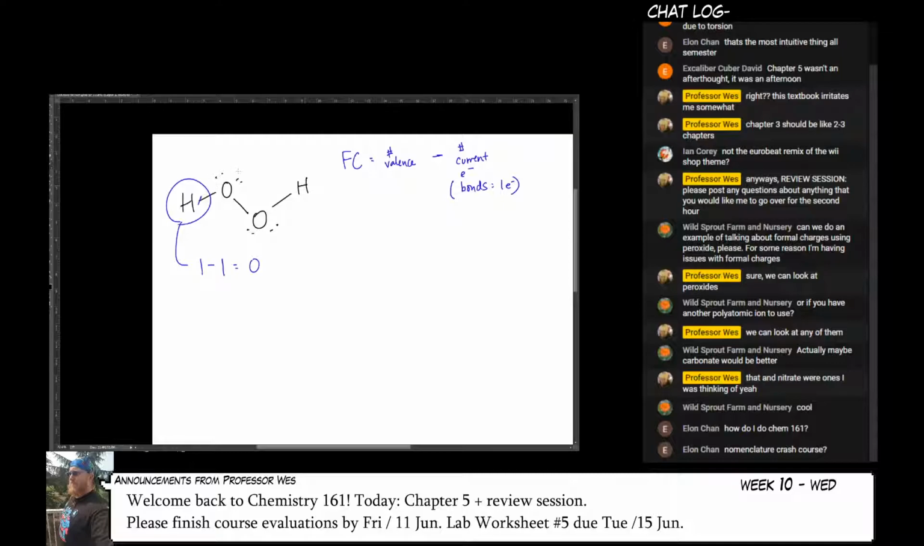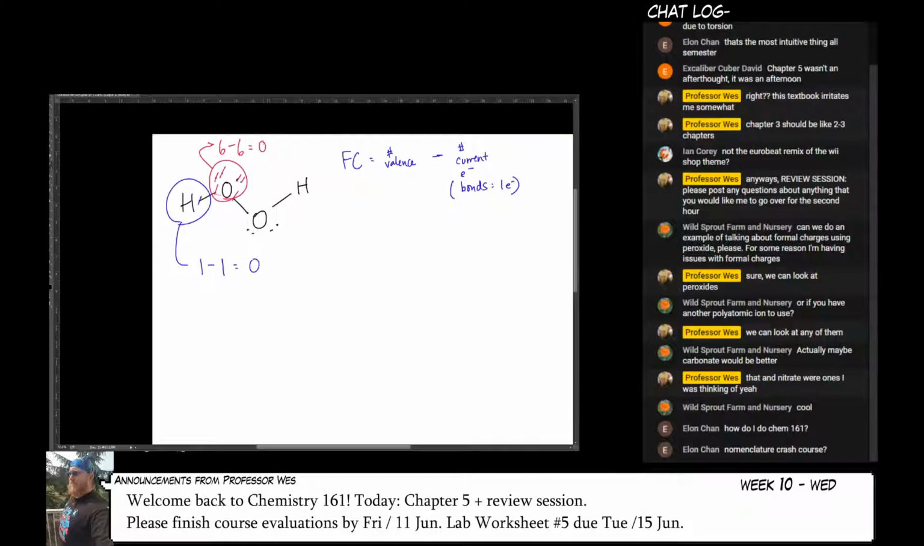If I picked this oxygen instead, whoop, there we go, and I calculated its formal charge here, I would have 6 valence electrons, because that oxygen starts with 6. And then I have 1, 2, 3, 4, and then 1 bond, and then 2 bonds. That's 6, so this is a formal charge of 0. And the other oxygen and the other hydrogen are all exactly the same. So hydrogen peroxide, not super exciting in terms of formal charges.